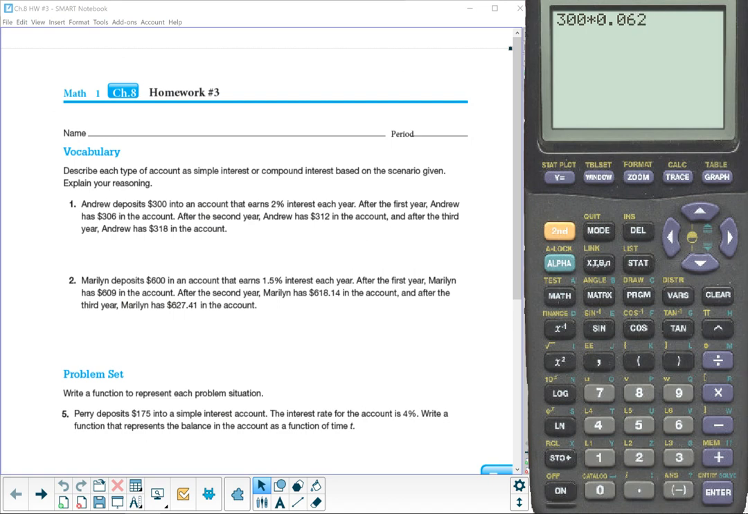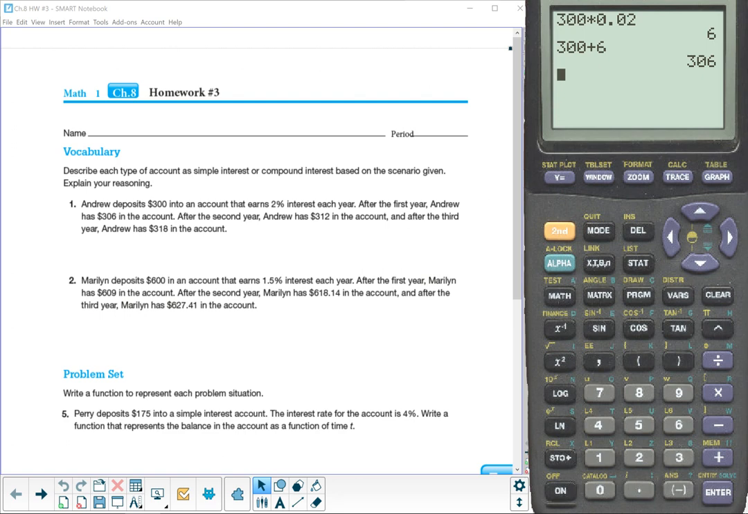That means that after the first year, you get $6. So it'd be 300 plus 6, which would give you 306. So so far it's simple interest. But let's look at the second year. The first year really doesn't matter, simple interest and compound interest are the same.